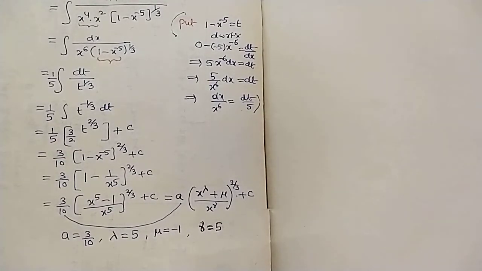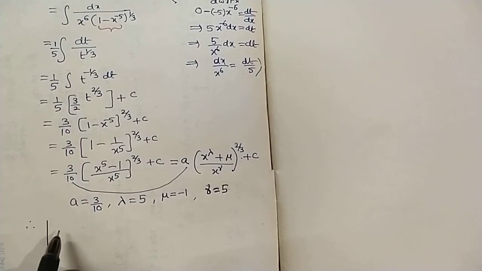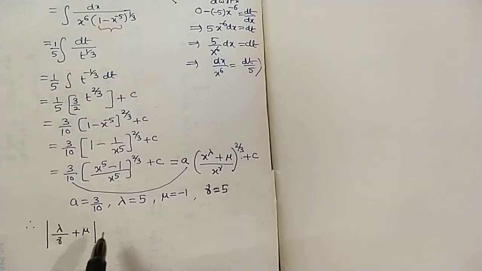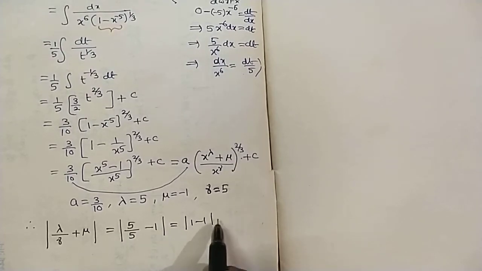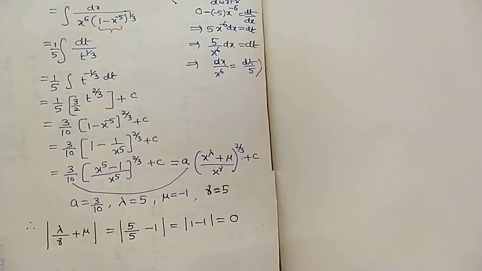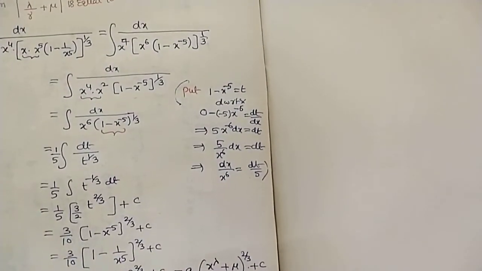After getting these values, they are asking to calculate mod of lambda by gamma plus mu. Lambda value is 5, gamma value is also 5, mu value is minus 1. So 1 minus 1 is equal to 0. Therefore, mod of lambda by gamma plus mu is equal to 0. Once again I will show the answer.